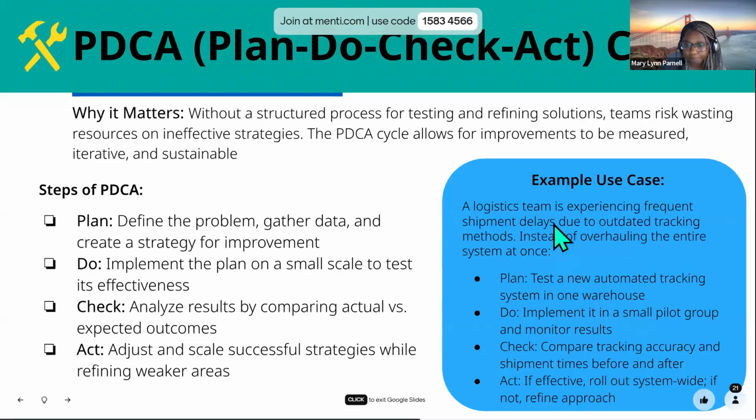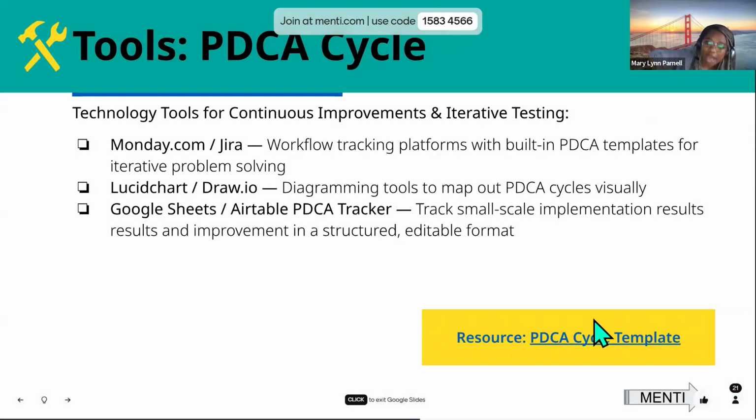An example would be if you had a logistics team experiencing frequent shipment delays due to outdated tracking methods. Instead of overhauling the entire system, what if we plan and test a new automated tracking system in one warehouse? We implement in a small pilot group and monitor results. We compare tracking accuracy and shipment times before and after, and then we act. If it's effective, we roll it out system-wide. If not, then we go back and we refine our approach. So we're not stuck in inaction, right? We're actually working through and putting it forward.